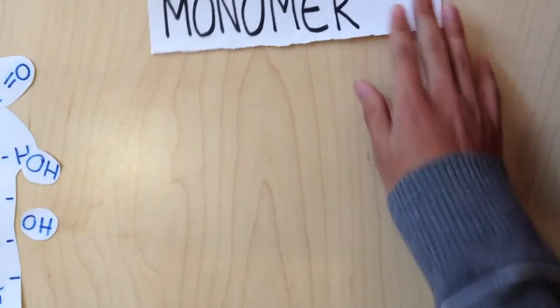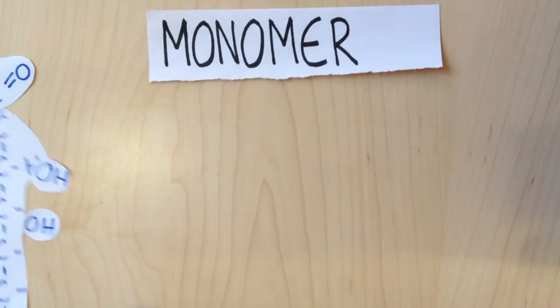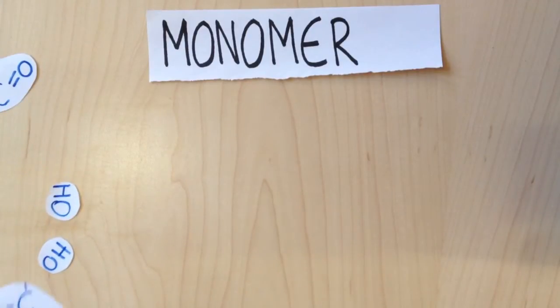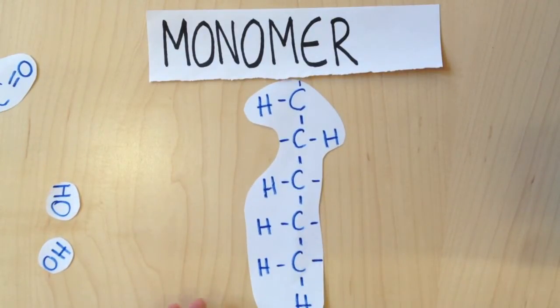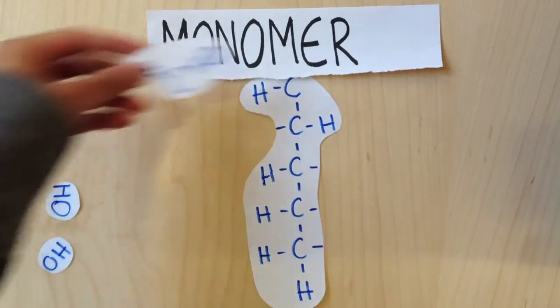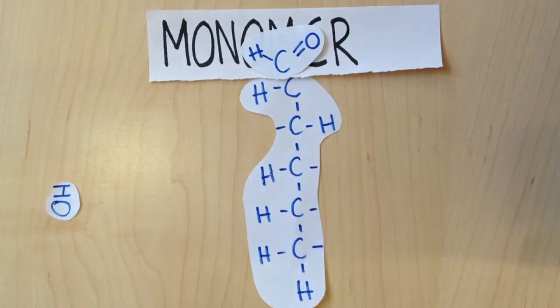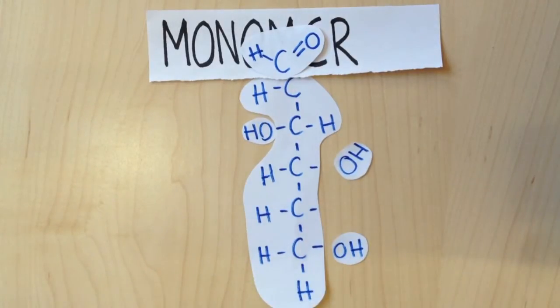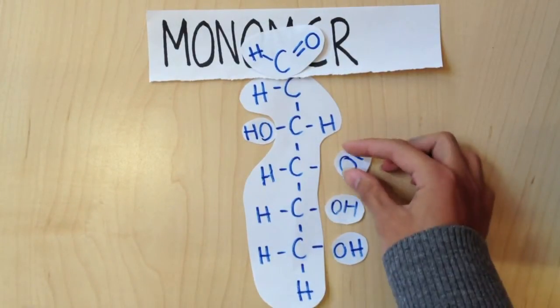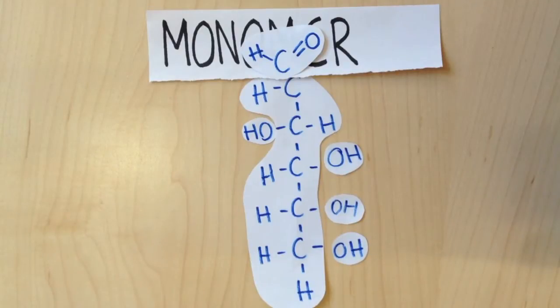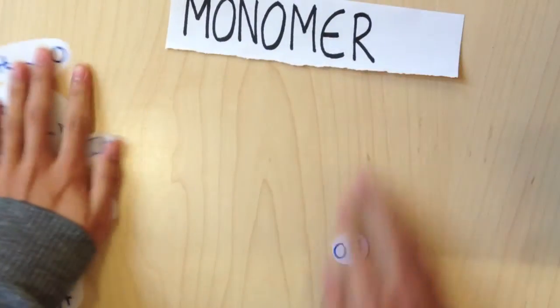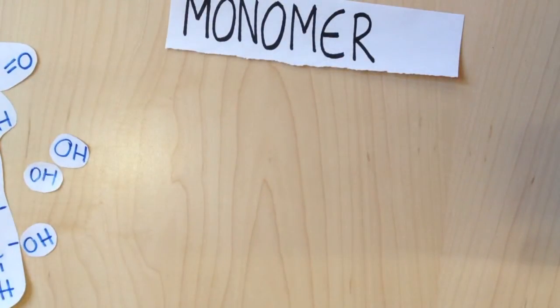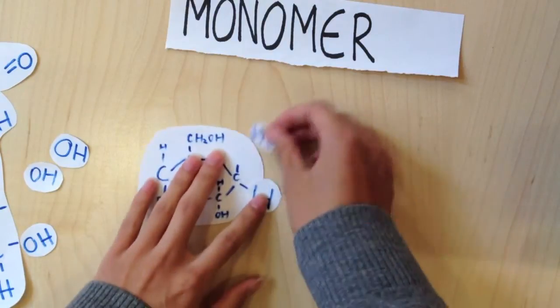So the monomer of carbohydrate is called monosaccharide. A monosaccharide consists of a long carbon skeleton with a carbonyl group at the top and several hydroxyl groups. So here we go. Actually, this is a typical glucose molecule which has a linear structure. There's also another kind of glucose molecule which has a ring structure. So let's just move this away. And here comes the ring structure.